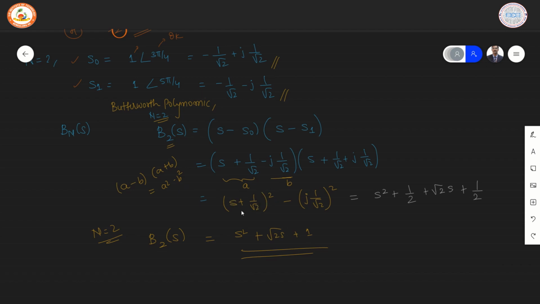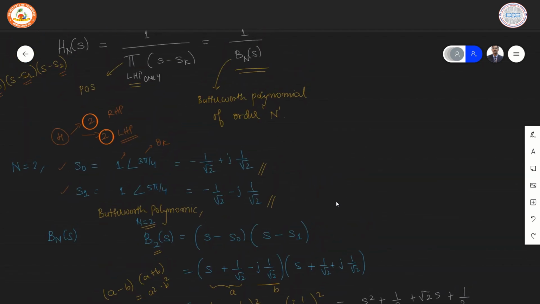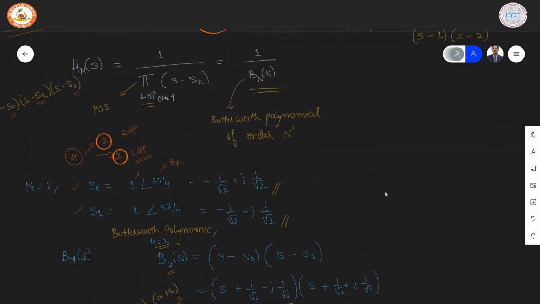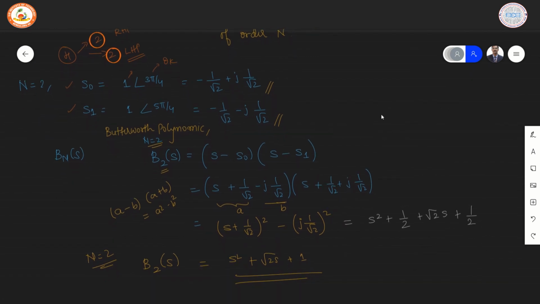Therefore, taking the value of a square minus b square and simplifying, we get the value as s square plus root 2 s plus 1 by 2 plus 1 by 2. So, summing it all up and simplifying, we get the answer as s square plus root 2 s plus 1. On similar lines, the Butterworth polynomial or the denominator in this particular expression can be solved and obtained for different values of order.